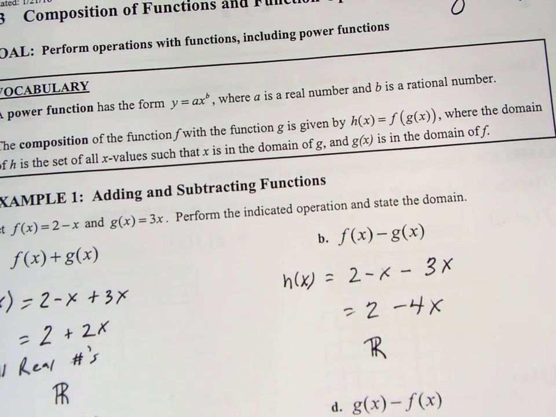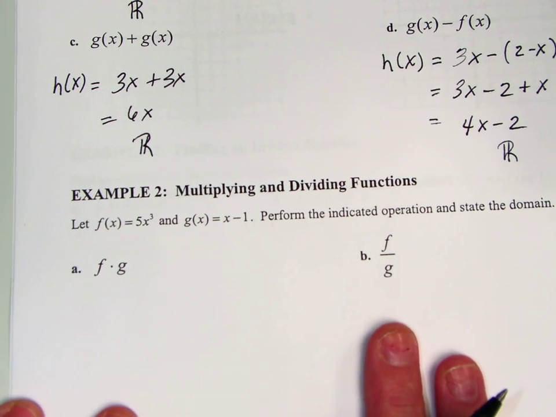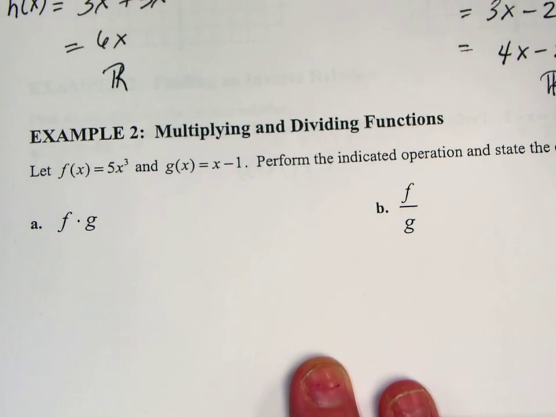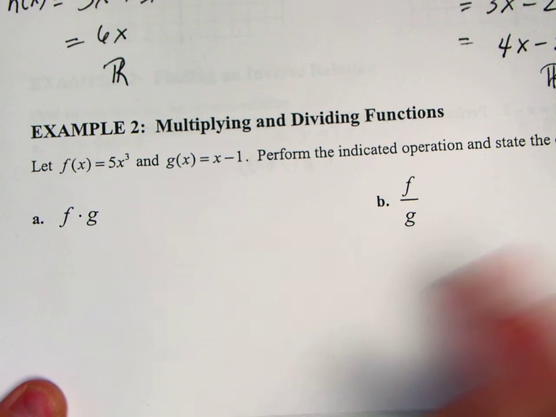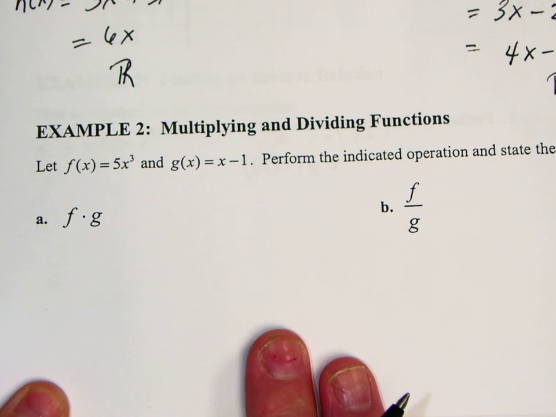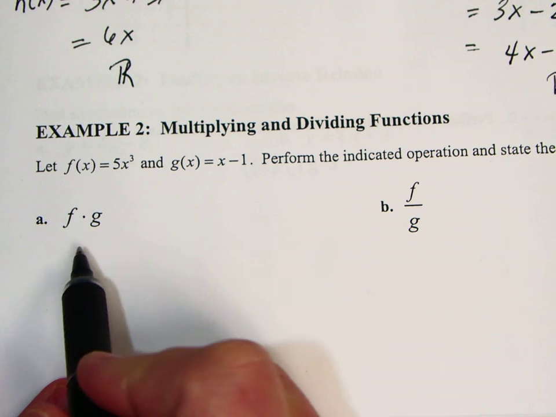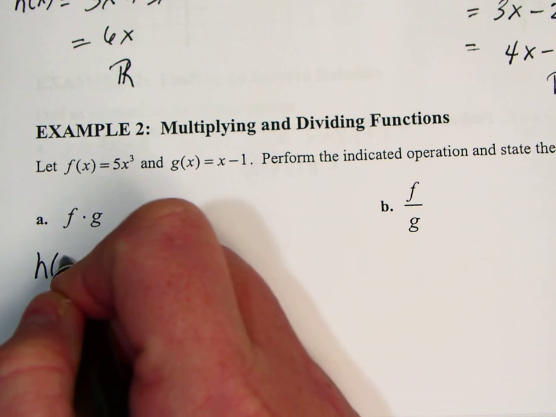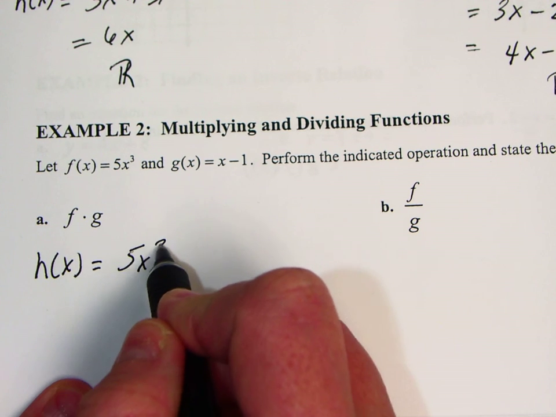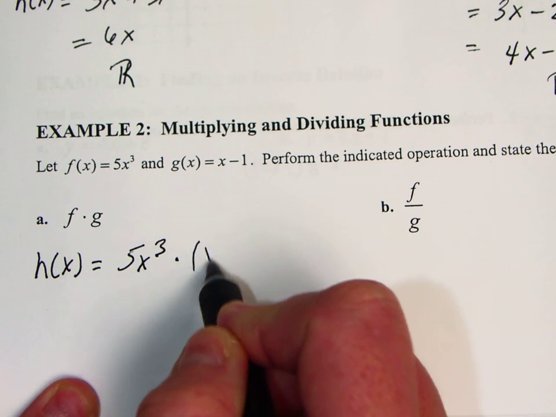All right. So let's look at the next one. So we have f times g. So now we have two new functions. So f is 5x to the third and g is x minus 1. So to multiply them together, we have h of x is going to equal 5x to the third times x minus 1.